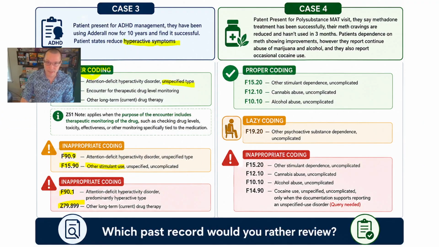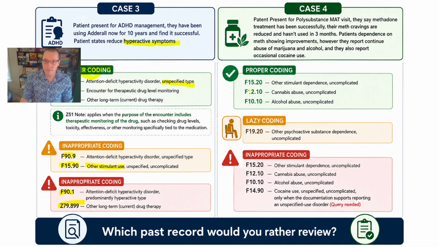And then we have a patient here on the right side, case 4. Patient presents for polysubstance MAT visit. They say methadone treatment has been successful. Their meth cravings are reduced and they haven't used in 3 months. Patient dependency on meth is showing improvement. However, they report continued abuse of marijuana and alcohol, and they also report occasional cocaine use.